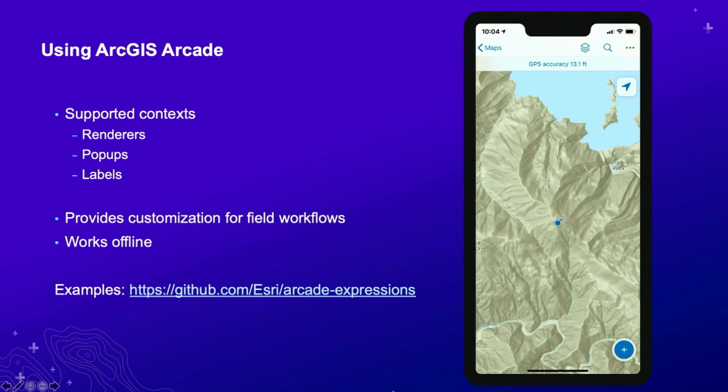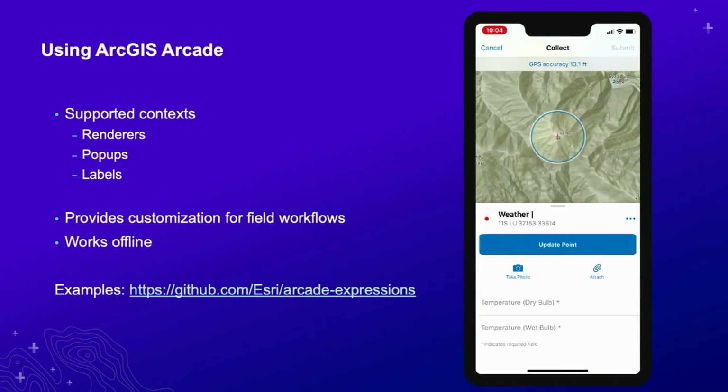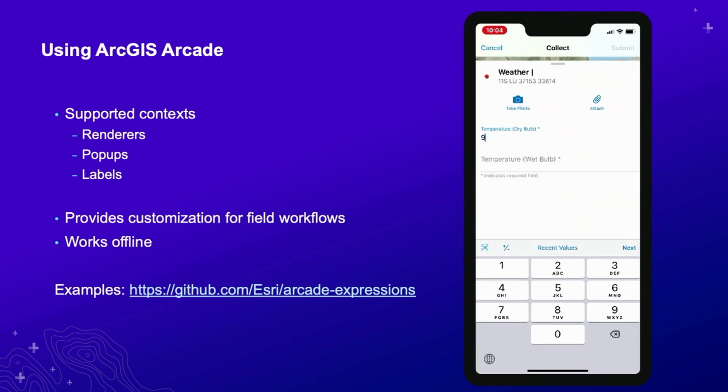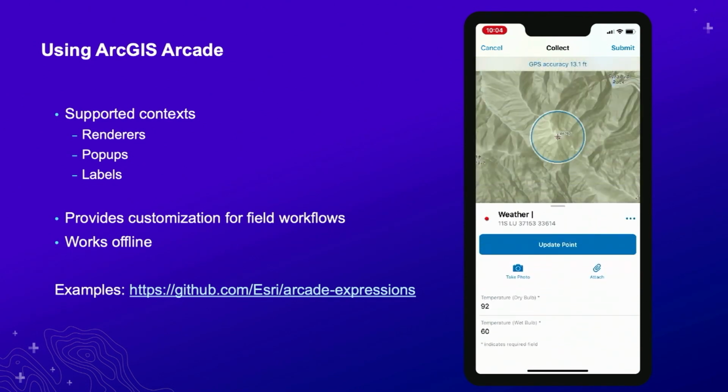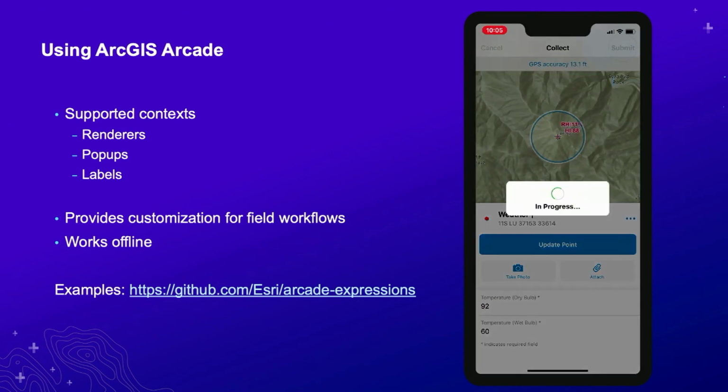So I'll go ahead and just play this workflow. This particular example showcases how you can simplify capturing weather observations. So if you're a firefighter, you're going out and trying to determine, hey, what's my relative humidity? That's a very important piece of information. I need to capture two inputs, dry bulb and wet bulb temperature. And once I do that, I'm using Arcade to calculate some information. So again, I'm going to go ahead and save that point location, that observation I just made.